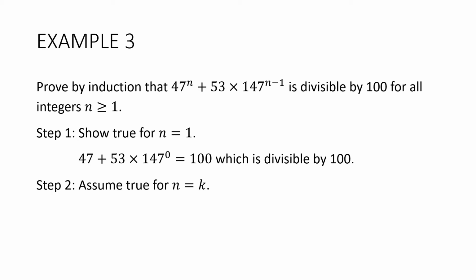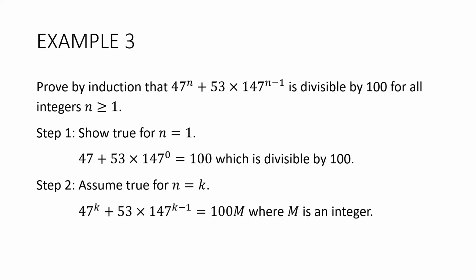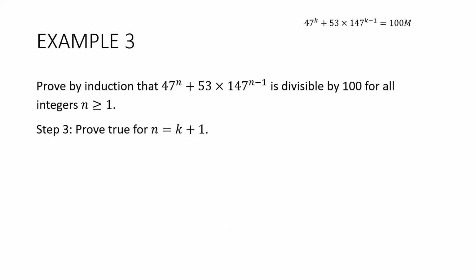Step 2, assume it's true for n equals k. Substitute in for k and put it equal to 100m, where m is an integer. Step 3, prove true for n equals k plus 1. So we'll begin by substituting the k plus 1 in where the n's are. 47 to the power of k plus 1 plus 53 times 147 to the k.